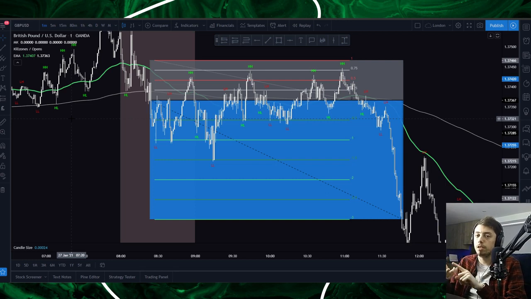We use the 390 because if you go into the 5 minute, the 390 is actually just a 78 on the 5 minute. So all we're doing is using a 1 minute 78 EMA really and a 5 minute 78 EMA. Okay, so I hope that makes sense.